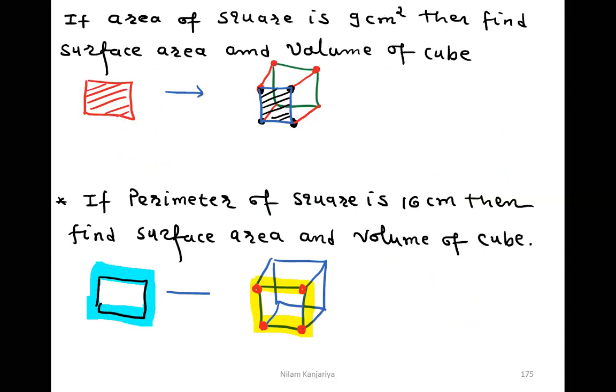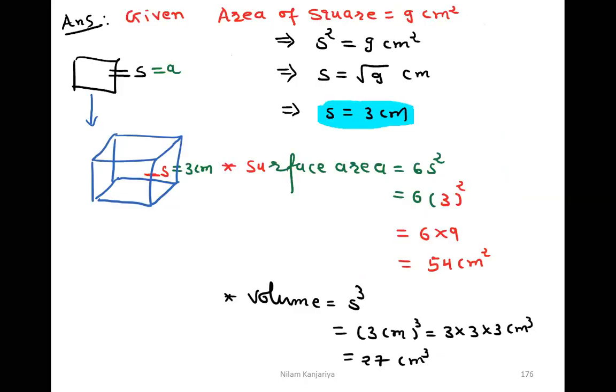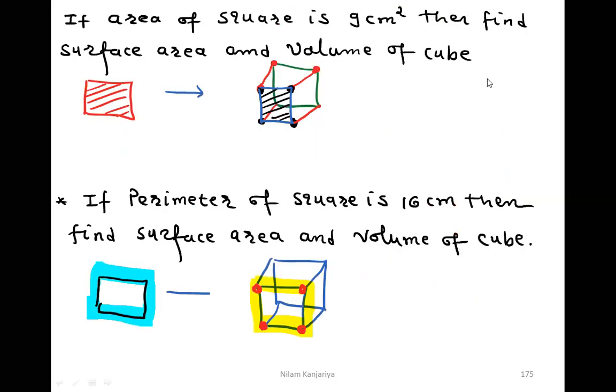Now, so the answer is here. Now tell me the last answer. All the students must. I give you one hint in the second question. The perimeter of the square is given. That means the sum of all sides. Put the formula of the perimeter and get the value of S. What is S? And then put it in the area and surface area equations.